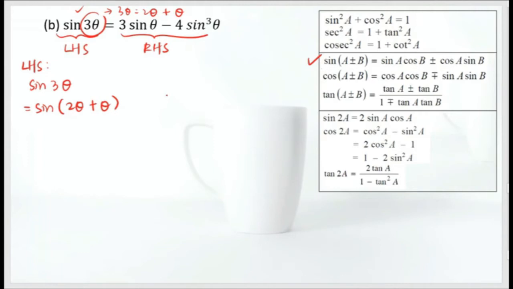So then we can derive it. Now, A becomes 2 theta and B is theta, with plus and plus. So sine 2 theta plus theta becomes sine 2 theta cos theta plus cos 2 theta sine theta.